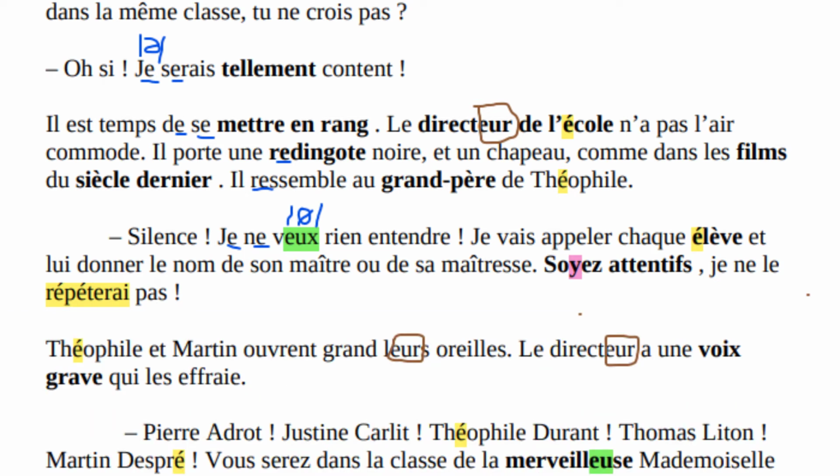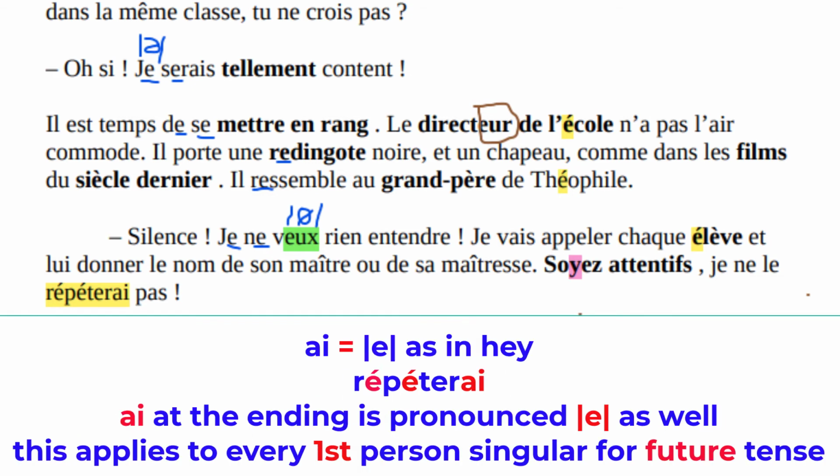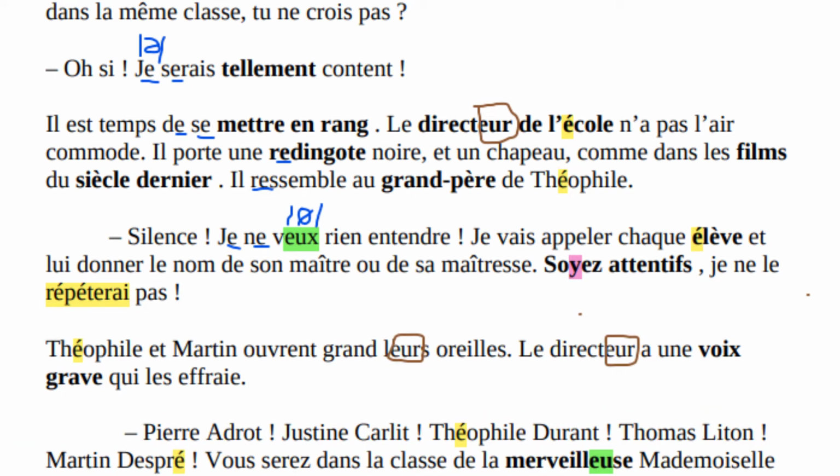Je ne le répéterai pas. So for répéterai, re. So we have the A sound. So we have our E accent aigu there, and we have our A high to give the A sound. Note how our A high gives the A sound only for our first person singular for the future tense. So that's why we have re, pe, te, e, re, pa.